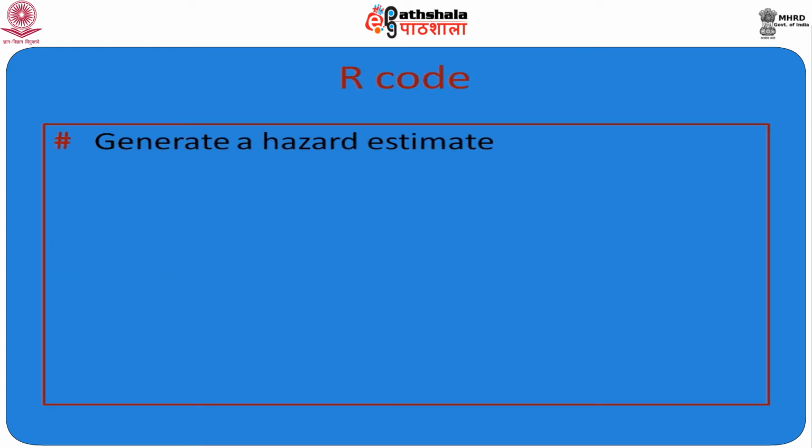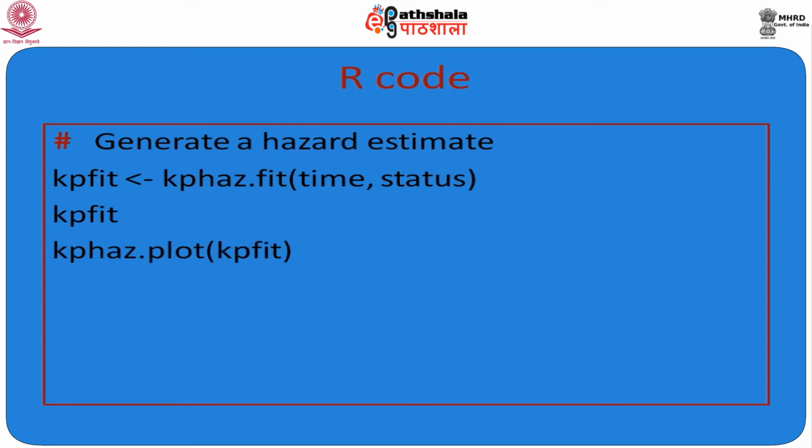Come to the next slide. Get a hazard estimate. So now when we have loaded the survival and muhaz packages, we go for the function called kphaz.fit, which is available in the muhaz package. When we put kphaz.fit and into parentheses put the time and status, and assign the whole function's value as kpfit, then if we call kpfit, we will get the result. That result I am showing on the next slide.